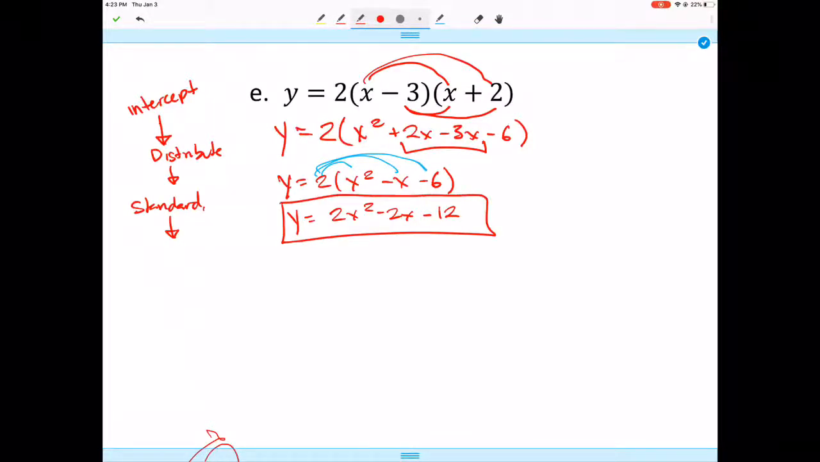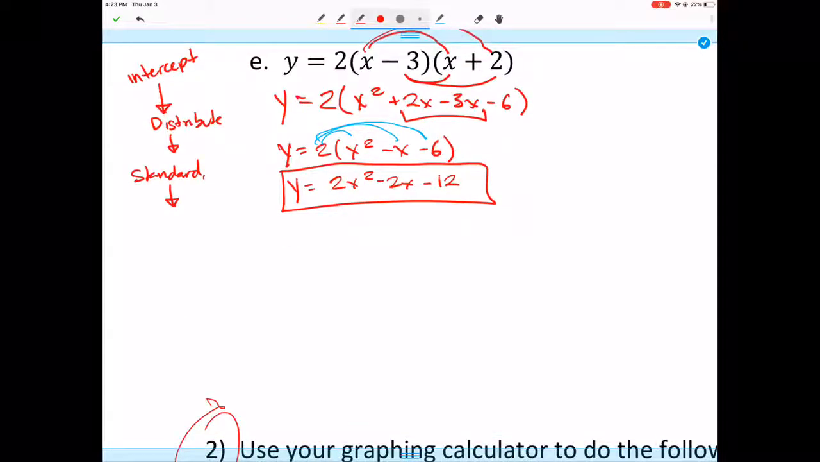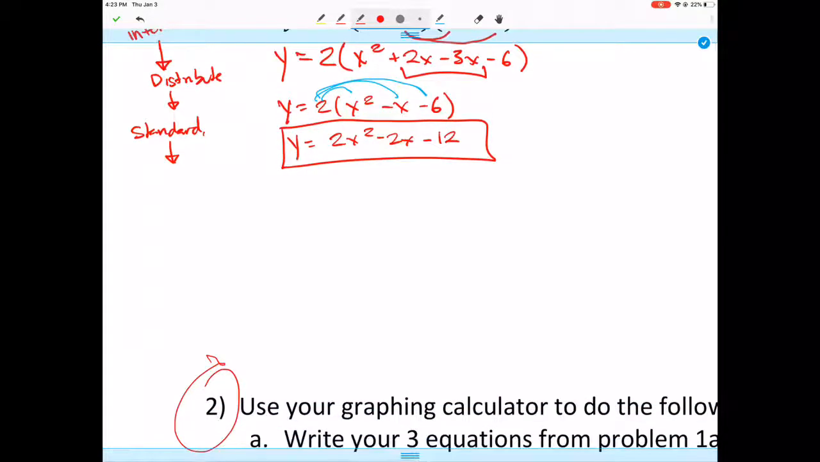No decimals, no fractions. But when we go and do completing the square, it won't turn out as nice. So like I said, I would suggest, rather than completing the square, using the axis of symmetry to find the vertex, and that would give us vertex form.